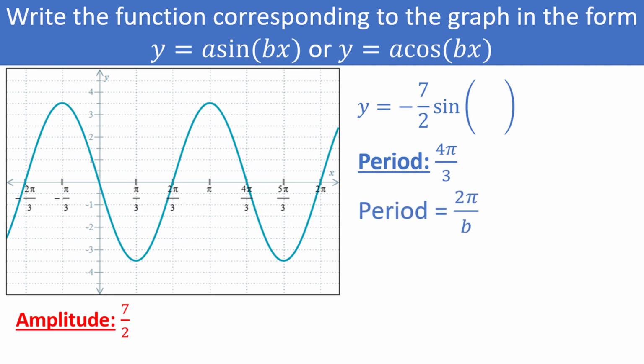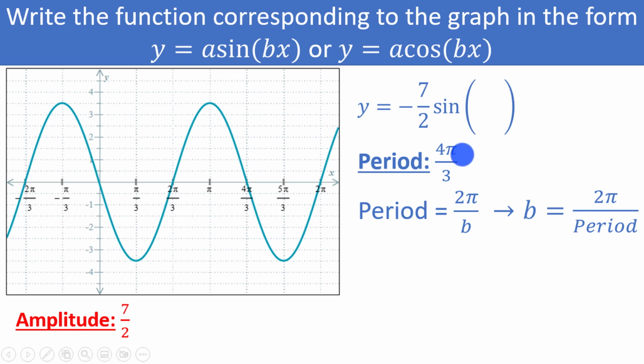We know that we can typically find the period by taking 2 pi and dividing by b. We want to solve for b, which is the value multiplying x on the inside of our function. If we multiply both sides by b and divide both sides by the period, we will get a new formula. We can find the value b, which needs to be on the inside of our function, by taking 2 pi and dividing by the period.